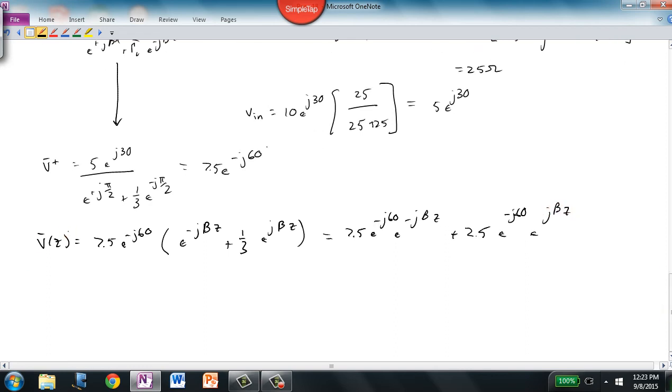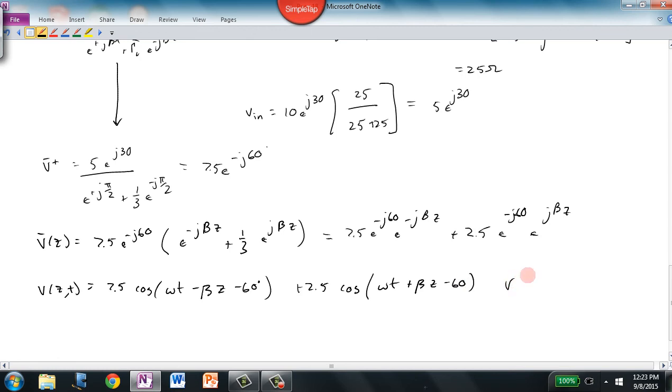If we were to transform that back into the time domain equation, we would find that V(z,t) is equal to 7.5 times the cosine of omega t minus beta z minus 60 degrees of phase shift, plus 2.5 cosine of omega t plus beta z also with minus 60 degrees of phase shift. This is in volts. If we had information about propagation velocity and frequency, we could have calculated what omega t and beta were and written the complete formulation for voltage, but we weren't given that information in this problem statement.